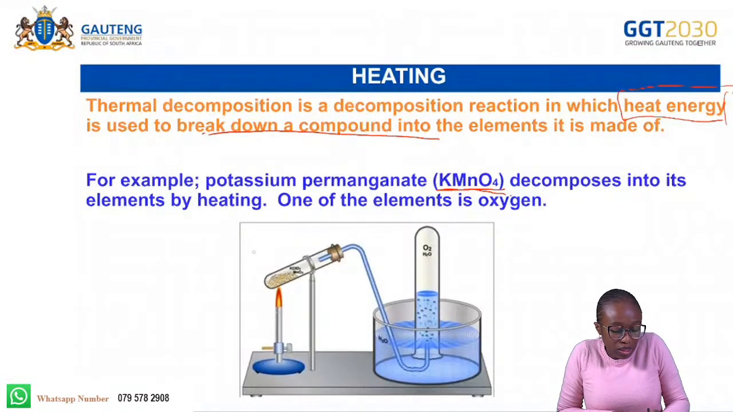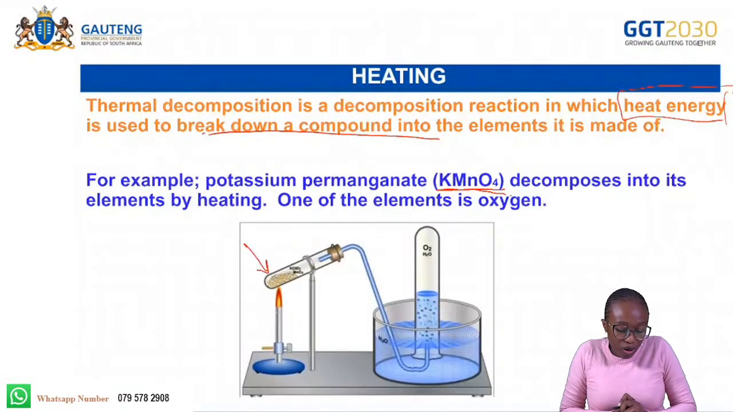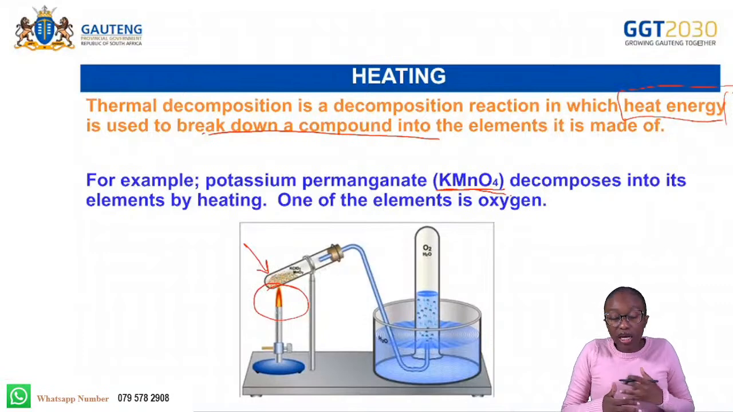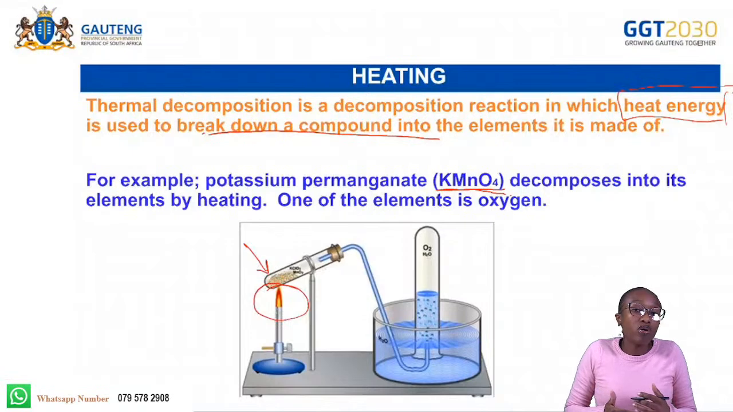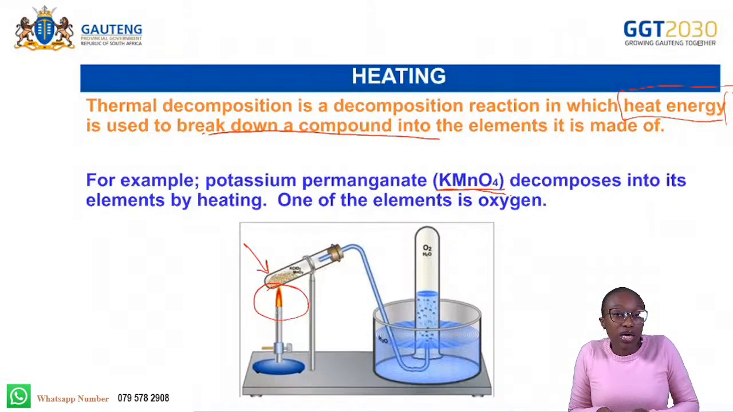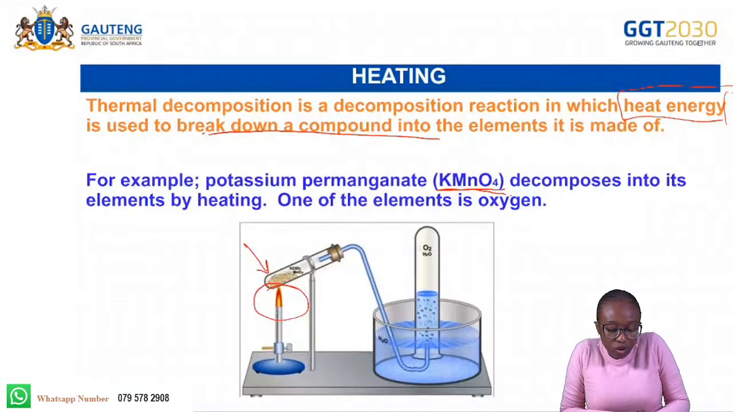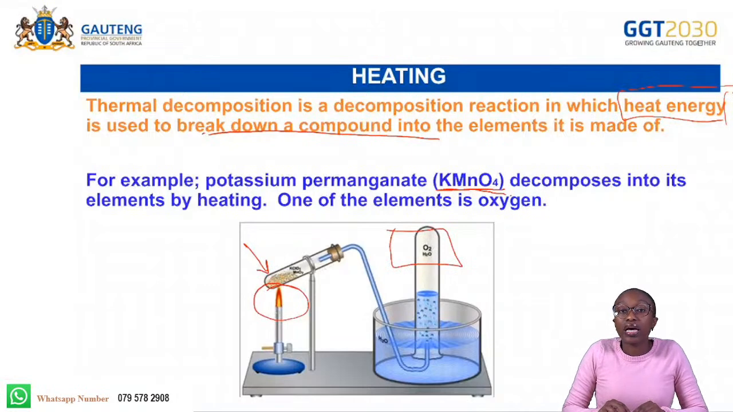So what happens is the compound is placed in this test tube. It is heated, so that's our source of heat to break it down. The heat will break the chemical bonds that exist within this compound, and once the bonds are broken, then we have our different elements.